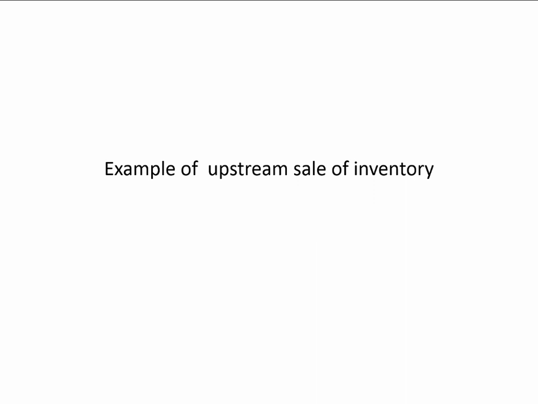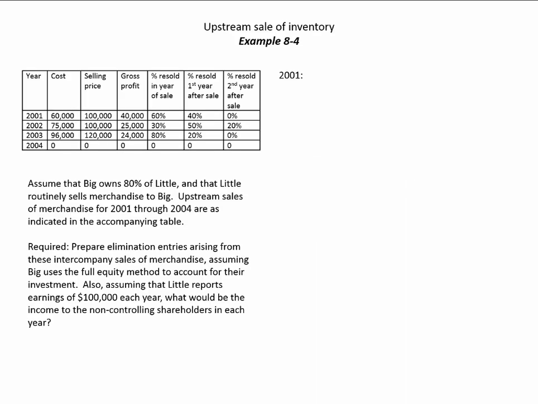Let's go ahead and run through an example of an upstream sale of inventory over a number of periods. Let's assume that Big owns 80% of Little and that Little routinely sells merchandise to Big. Upstream sales of merchandise for 2001 through 2004 are as indicated in the accompanying table. Looking at the table, we see that there's nothing before 2001. Let's assume that there were no intercompany sales in 2000 or 1999. 2001 was the first year of any intercompany sales.